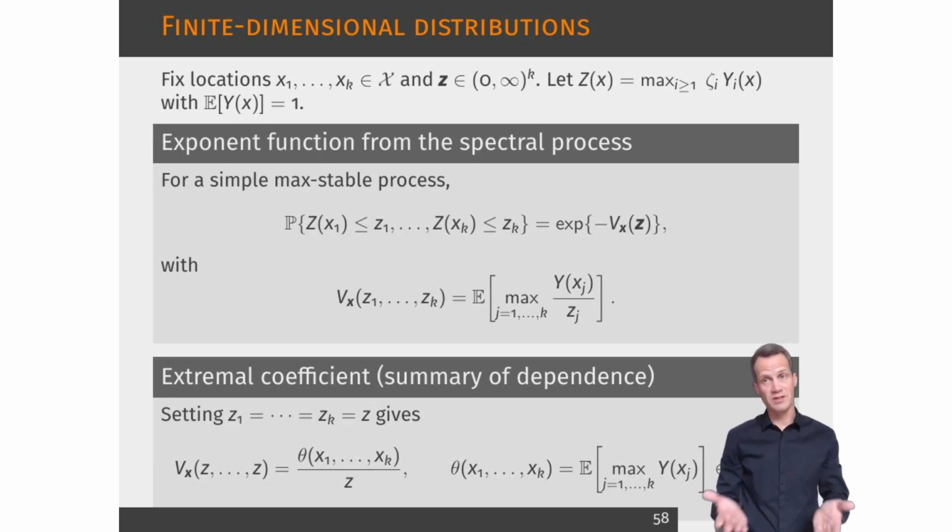When all thresholds are set equal, the joint distribution depends on a single number between 1 and the number of locations. A value close to 1 means strong extremal dependence. The locations tend to be extreme together. A value close to the number of locations means weak dependence, close to independence.